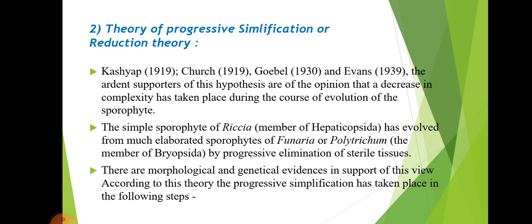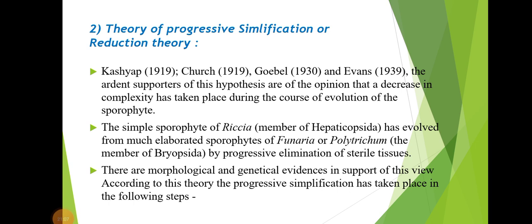Theory of progressive simplification or reduction theory. Kashyap and Church, Gobel and Evans. The ardent supporters of this hypothesis are of the opinion that a decrease in complexity has taken place during the course of evolution of the sporophyte.